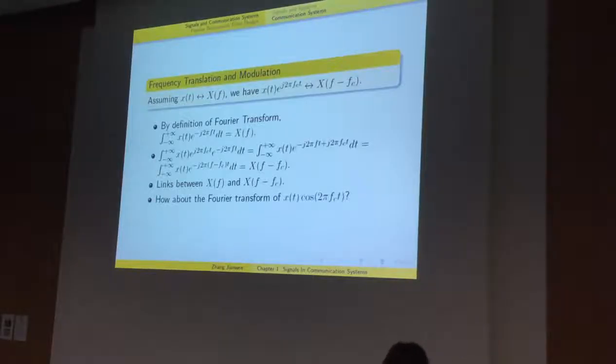Now, in the real signal, we don't have this kind of e raised to the power j2πfct at all. We don't have this kind of signal actually. What we have is the cosine signal, and the sine signal. But we know that this complex exponential function is linked with cosine and sine using the Euler formula, right? Remember? So how can we find the Fourier transform of this signal?